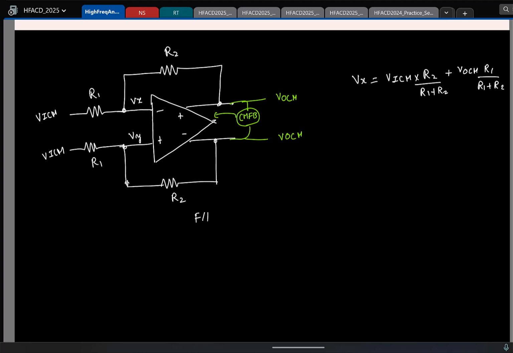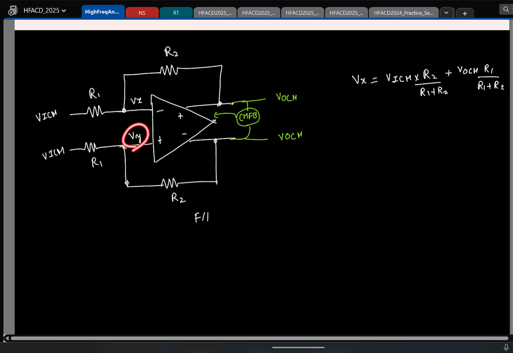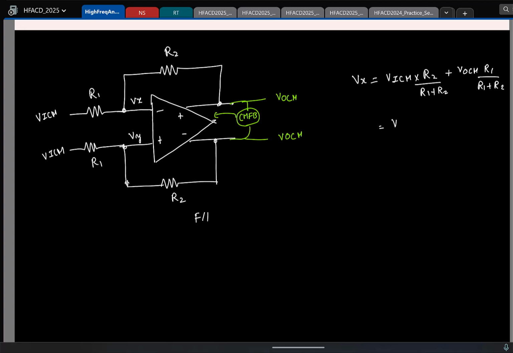And what can you say about Vy? Same as this. That is ensured by the global negative feedback loop we have, and that is saying the differential signal at this should be 0. And in particular, if I choose VICM to be equal to VOCM equal to some VCM, then what can you say about Vx and Vy? If these two are equal, what happens? Becomes 0.